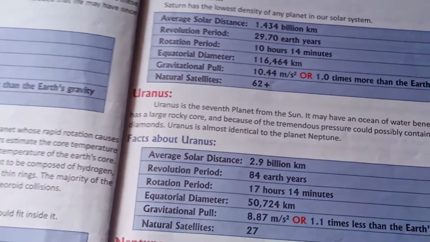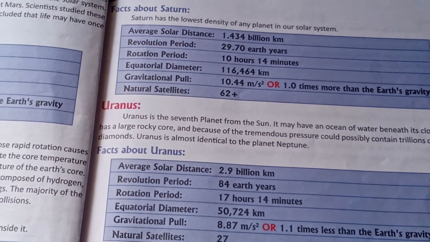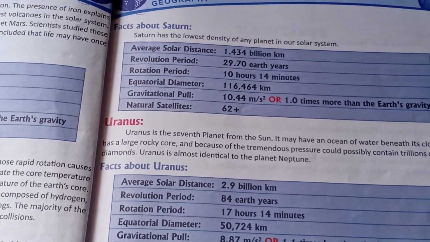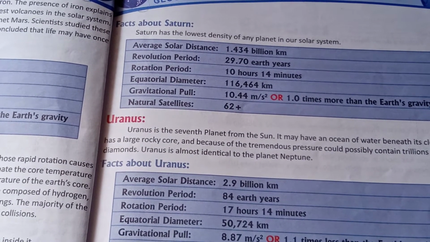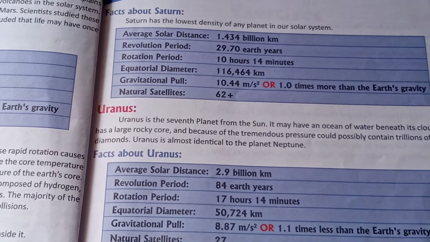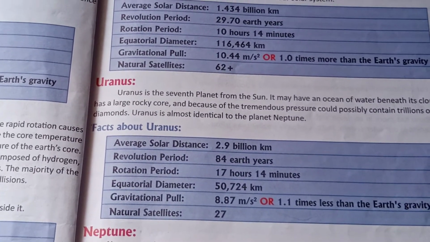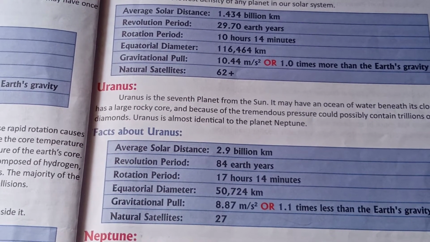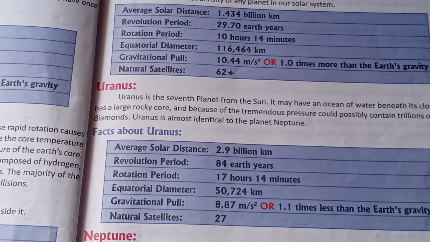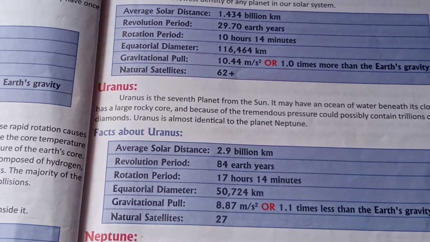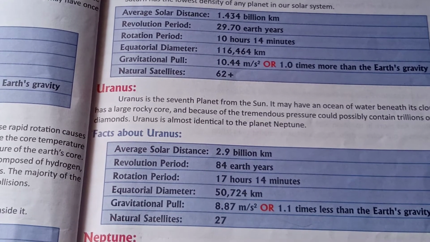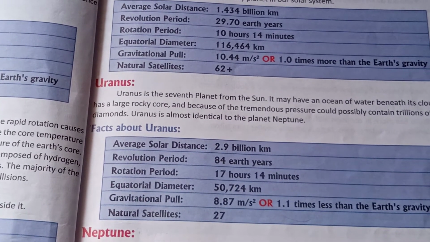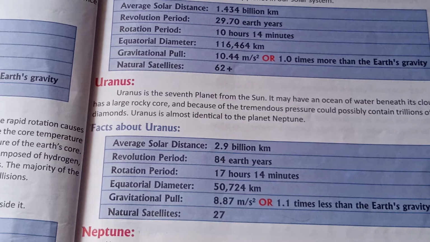From the Sun, the distance is 1.434 billion kilometers. Revolution period is 29.7 Earth years. Rotation period is 10 hours 14 minutes. And the distance from the equator is 116,464 kilometers. Gravitational force is 1 time more than the Earth's gravity.